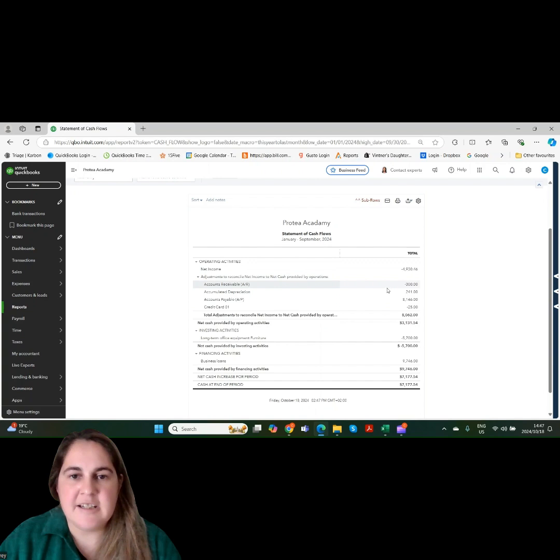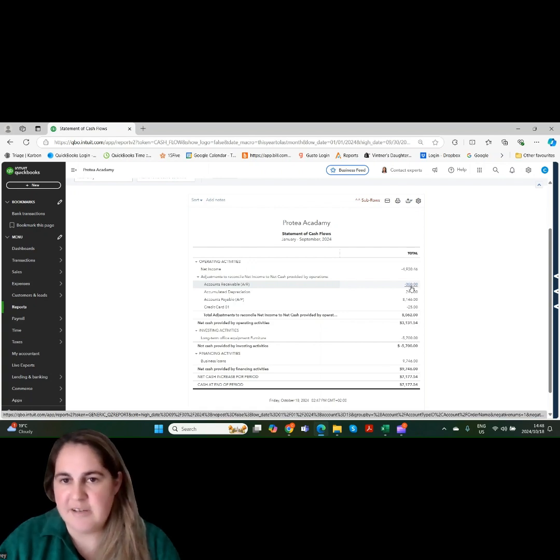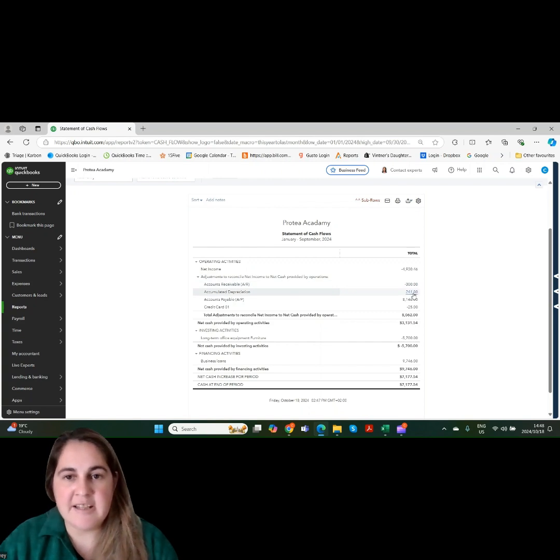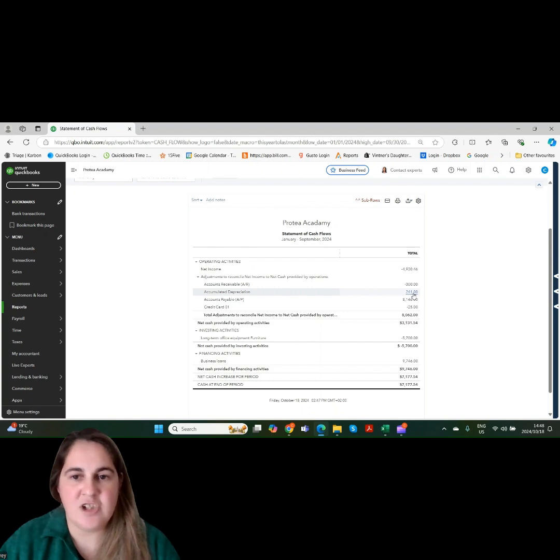We take the movement in accounts receivable as this indicates whether cash flowed in or flowed out. Our accounts receivable is currently a negative. That means that we received less money. That means that we were creating invoices and not getting paid for them. This is not the ideal situation. We would prefer to have accounts receivable in a positive position. Then we take a look at accumulated depreciation. Accumulated depreciation is a non-cash item and therefore needs to be added back to your profit.